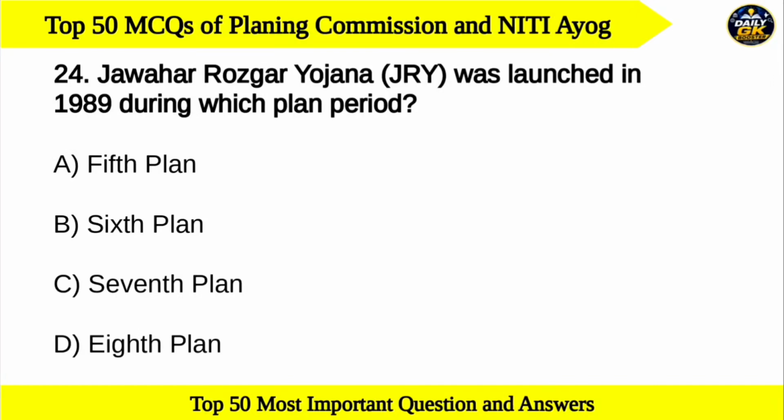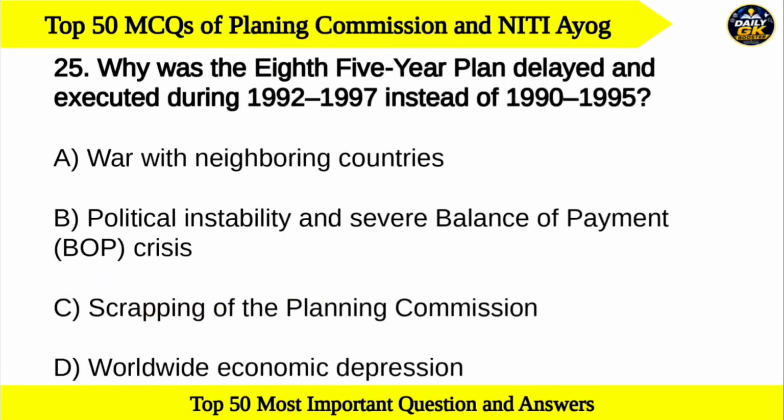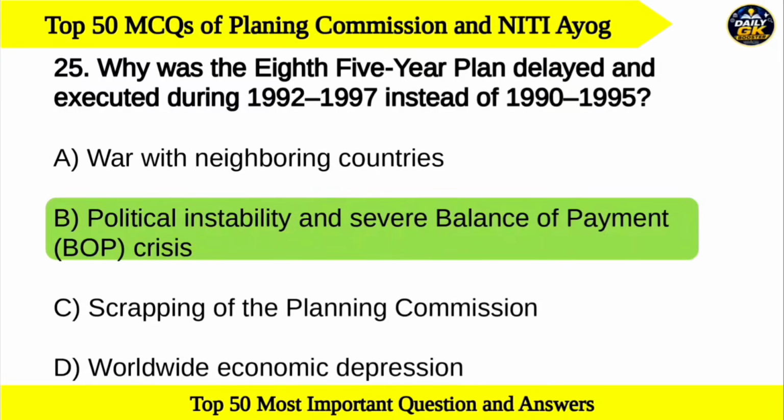Jawahar Rozgar Yojana was launched in 1989 during which plan? Answer option C, seventh plan. Why was the 8th 5-year plan delayed and executed during 1992 to 1997 instead of 1990 to 1995? Answer option B, political instability and severe balance of payment crisis.